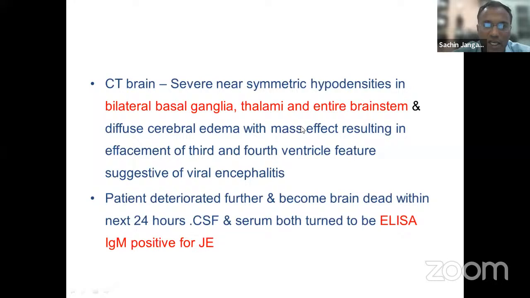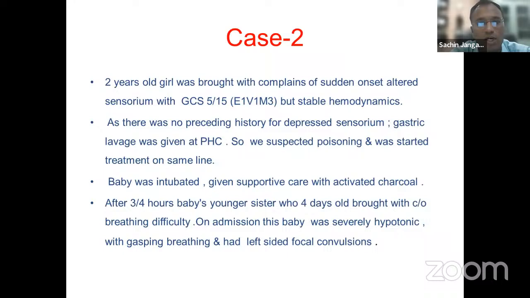The CSF and serum both turned out to be ELISA IgM positive for JE. This we had done at NIV Pune. The second case is a 2 years girl who was brought with the complaints of sudden onset of altered sensorium with GCS of 5/15, E1, V1, M3, but stable hemodynamics. As there was no preceding history for depressed sensorium, this patient was referred from the PHC.